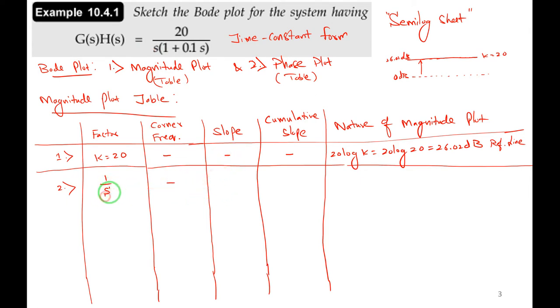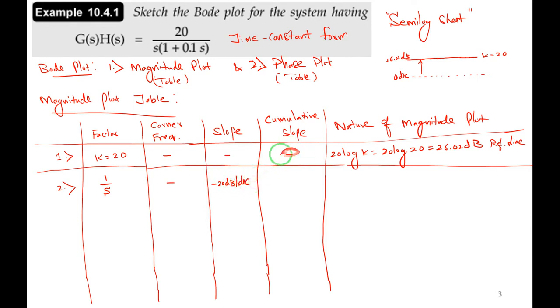Anyone can answer? S to the power of 1. There is only one pole lying at the origin. What is the contribution of slope? Dash dB per decade. Minus 20 dB, yes, good. Because there is only one pole, s to the power of 1. If there were two poles, it would be minus 20 into 2. But there is only one pole lying at the origin, so the contribution of slope is minus 20 dB per decade.